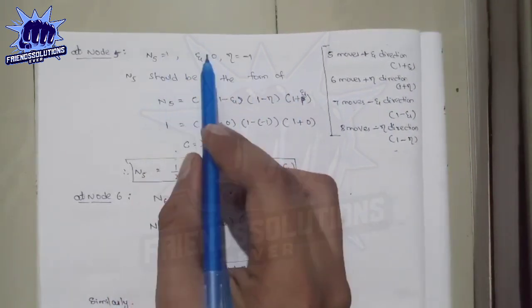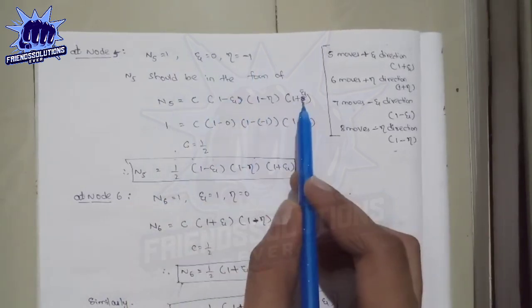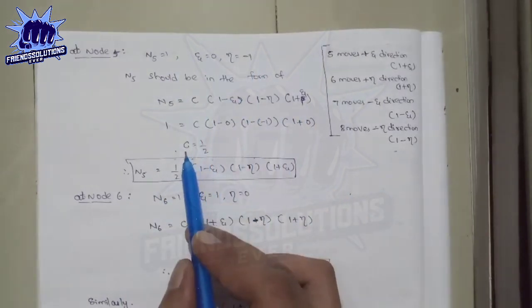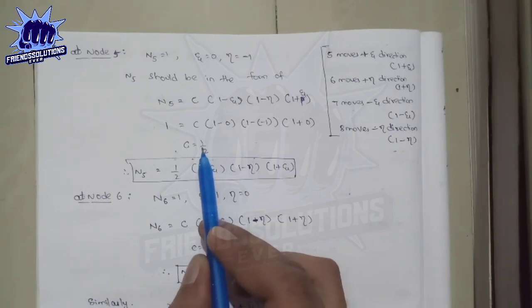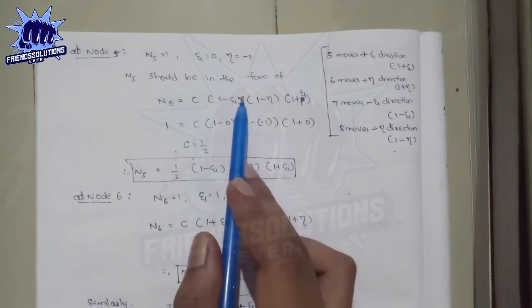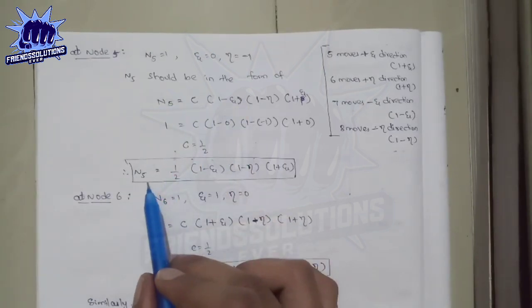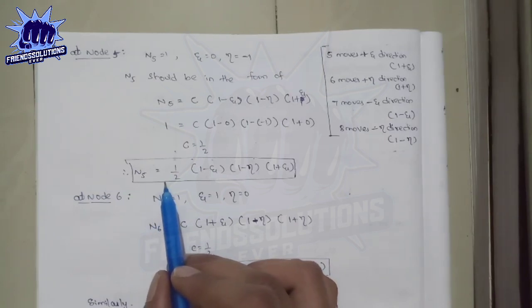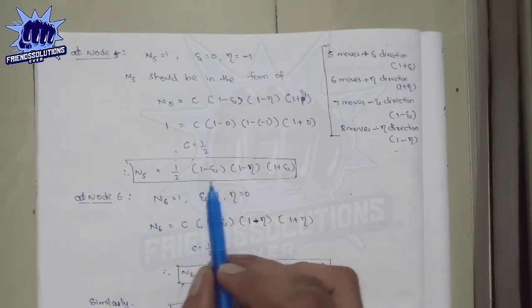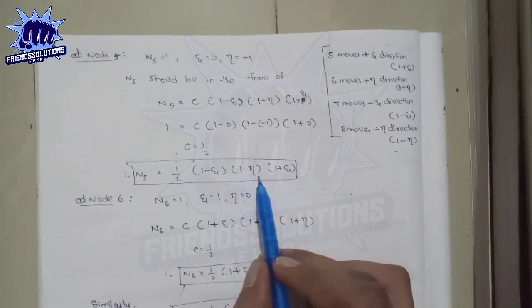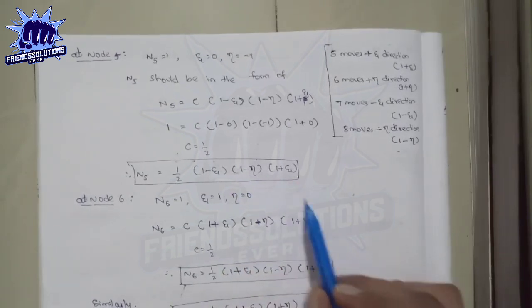Then these values are substituted in this equation, and we get the value c equals 1 by 2. Then substitute this c value in the above equation again. Then we get the shape function N5 equal to 1 by 2 into (1 minus xi) into (1 minus eta) into (1 plus xi).